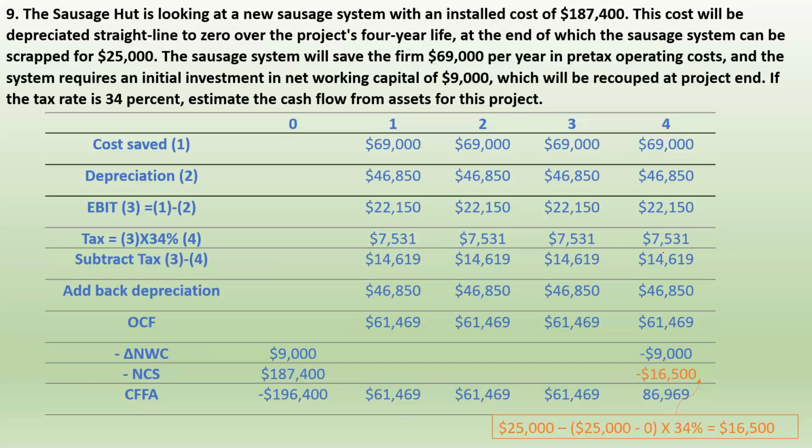So we put it in the table here. The cost saved, which is the incremental cash flow, is 69,000. Depreciation each year is 46,850. And EBIT for each year, tax and add back, subtract tax, add back depreciation is the operating cash flow. Change in net working capital for t equal to 0 is 9,000, and the net capital spending is 187,400.